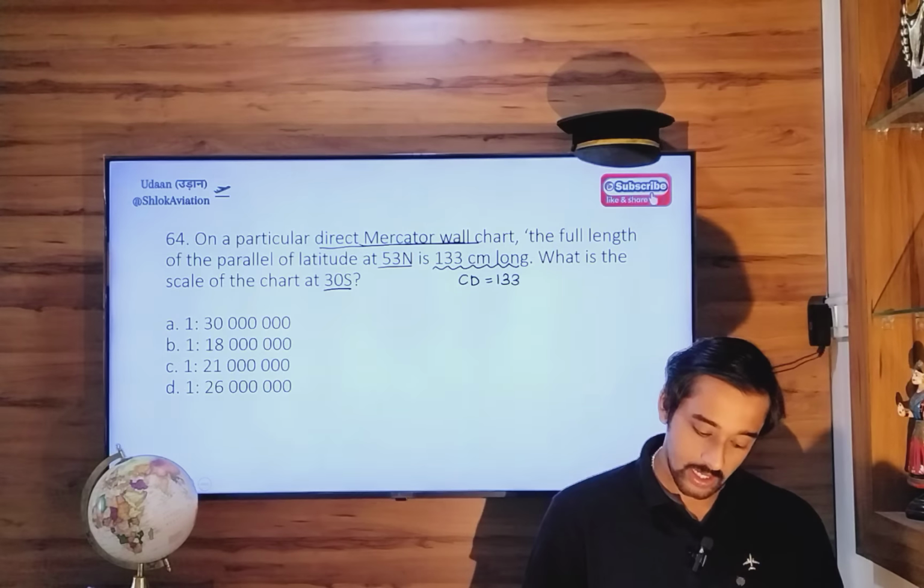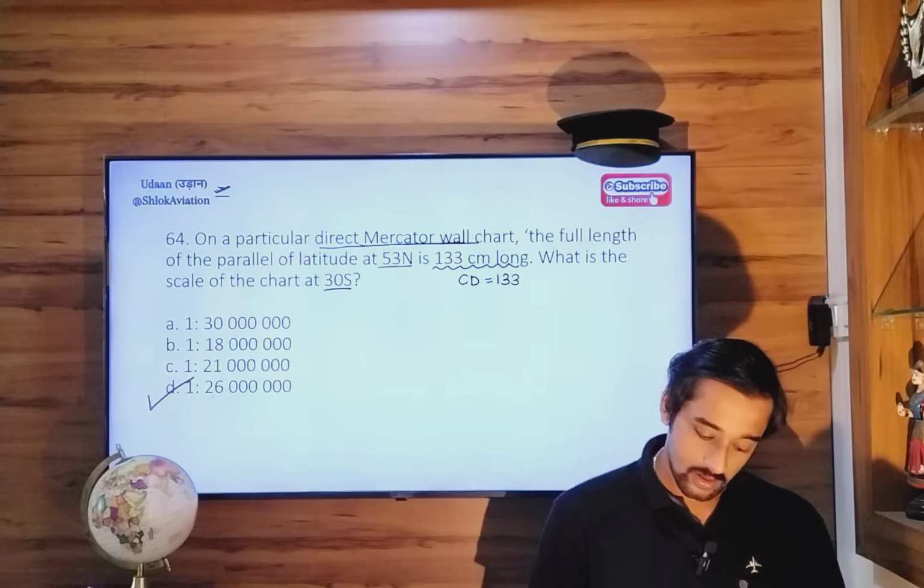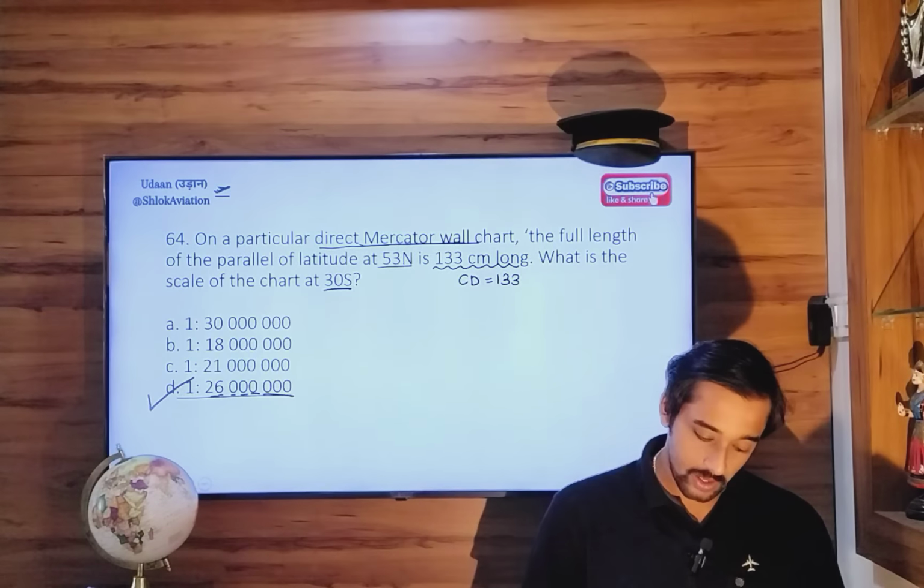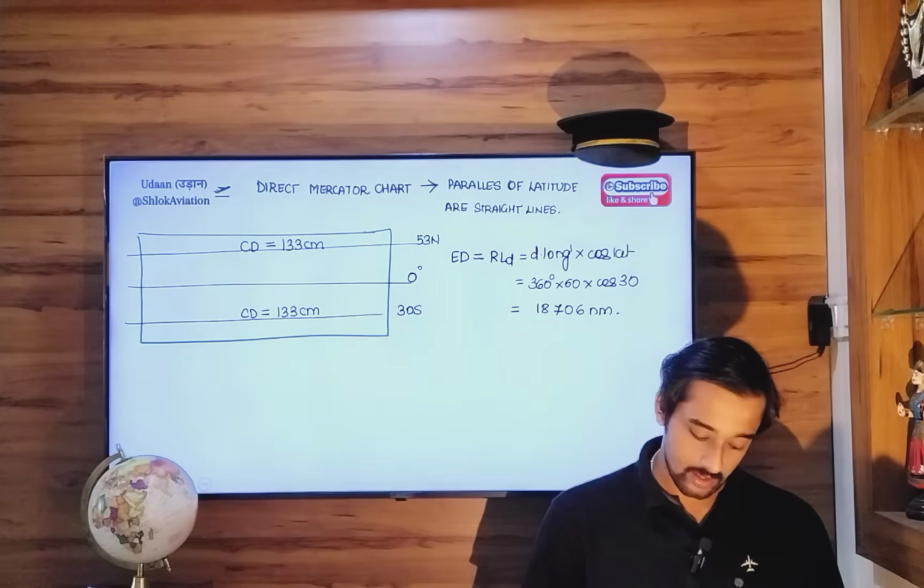So the closest option here will be option delta. Yeah, so 1 to 2 crores 60 lakhs. Okay. So simple but very important.